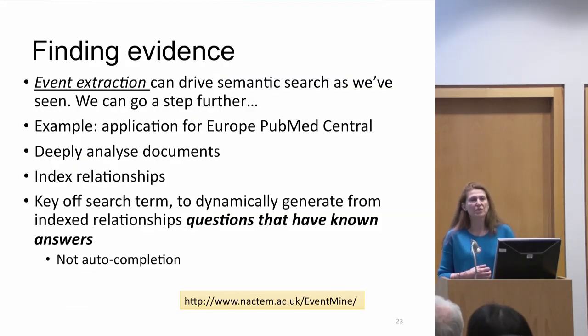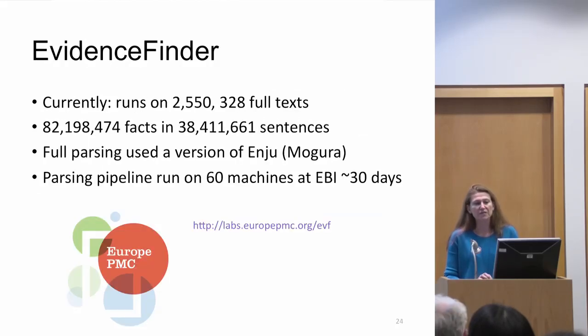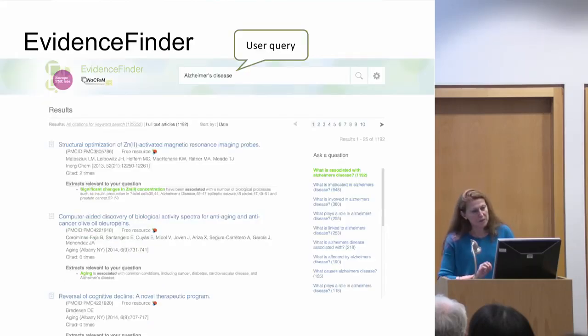The last one, I don't know how much time I have left, 2 minutes. The last one is finding evidence, and this is using events, basically one of the works we have been doing for Europe PubMed Central, and I thought it's important to say that as well. This is the evidence finder, which runs on about 2.5 million full texts, mines about 82 million facts and 38 million sentences. We did full parsing on that based on Tokyo's Enju, and again, we created a parsing pipeline and so on.